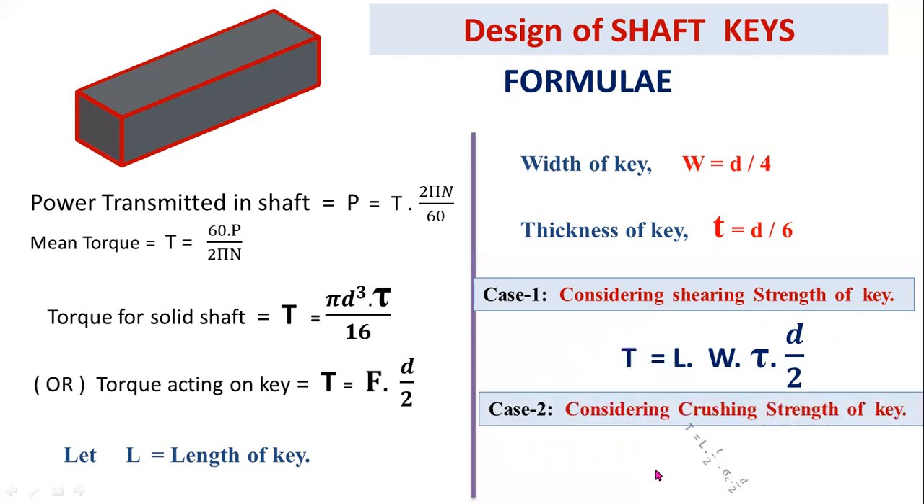Now, this formula is used for design of key on the basis of crushing strength. T equal to L into T by 2 into sigma C into D by 2. Length of the key into thickness of the key by 2 into sigma C, where sigma C is the crushing stress or compressive stress induced in the key material, into radius of the shaft. These all are important for design of sunk keys.